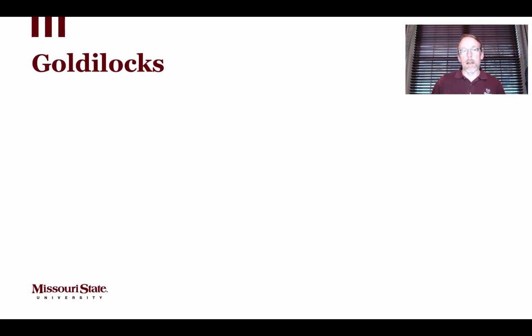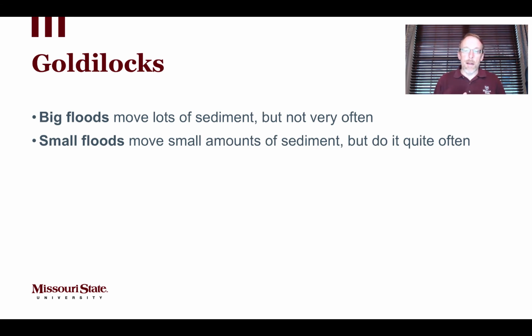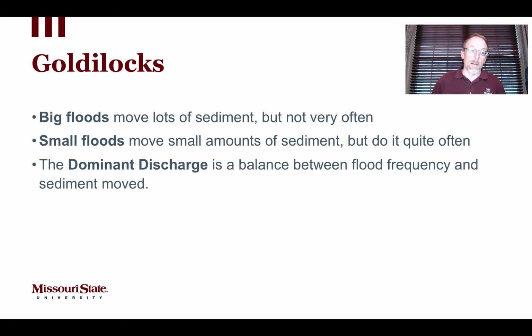So what we're talking about is a Goldilocks thing. Not too hot, not too cold, not too big, not too small, not too frequent, not too infrequent. So the moral of our story then is big floods move lots of sediment, but they don't do it very often. Small floods move small amounts of sediment, but do it quite often. The dominant discharge is the balance between these two things. A big enough flood, but not so big that it doesn't happen very often, and a small enough flood that it can happen a lot, but big enough that it can still move a fair amount of sediment.